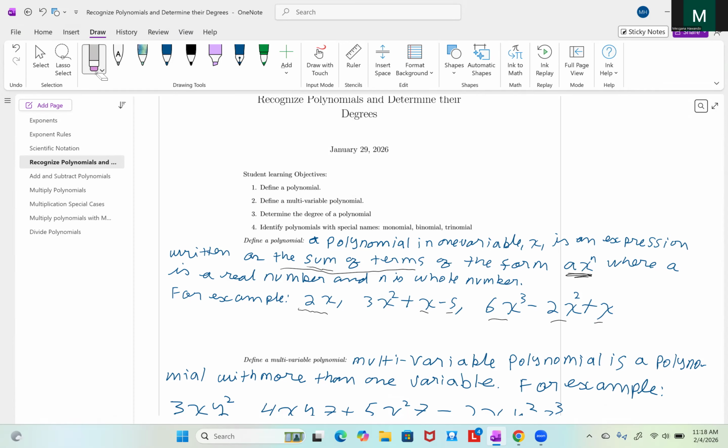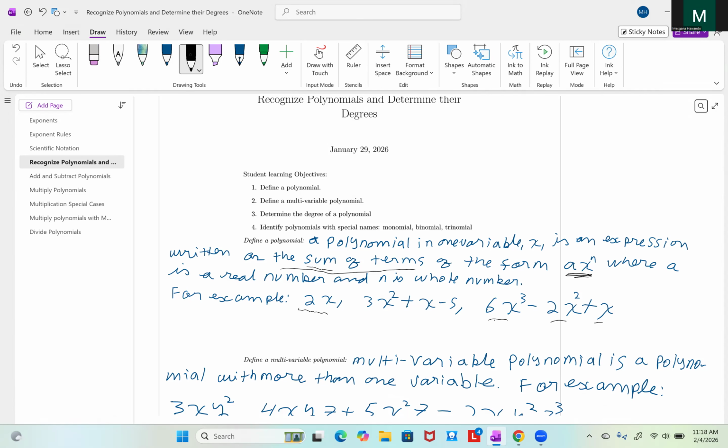For the second example, a is 3 and n is 2 for the first term. For the second term, a is 1 and n is also 1. When the coefficient or the exponent is 1, we don't write it out, but it is there. And then minus 5 is also in the form of ax to the power of n. In this case, n is 0. So x to the power of 0 is 1, and 1 times 5 is 5, so minus 5.